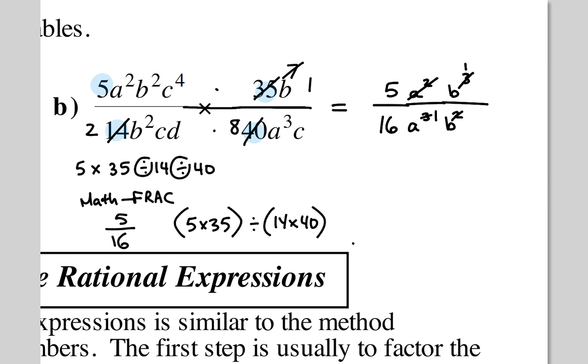And c's, how many c's on top? 4. And how many on the bottom? 2. Who's going to win that fight? Top by how much? 2. Make it cuter. 5 b c squared all over 16 a b c d. A got cancelled, didn't it?